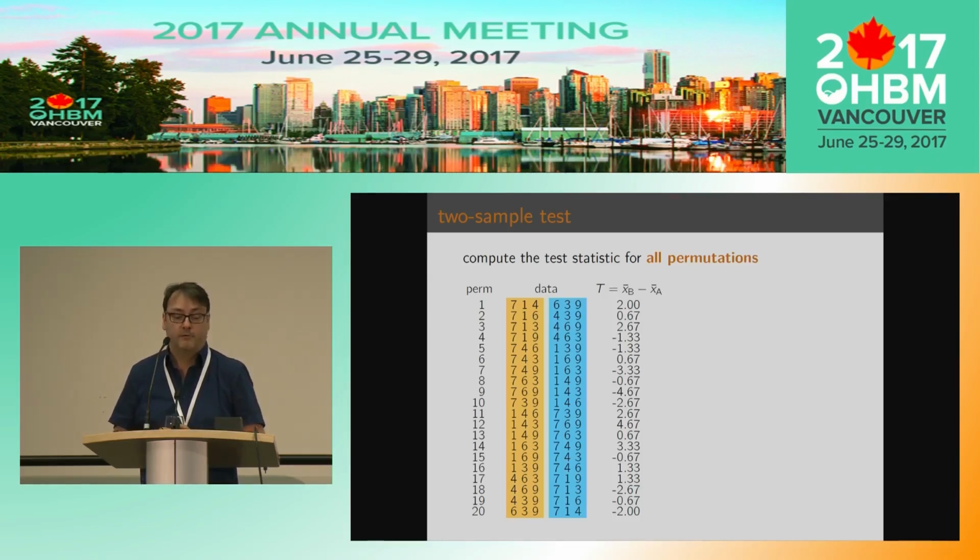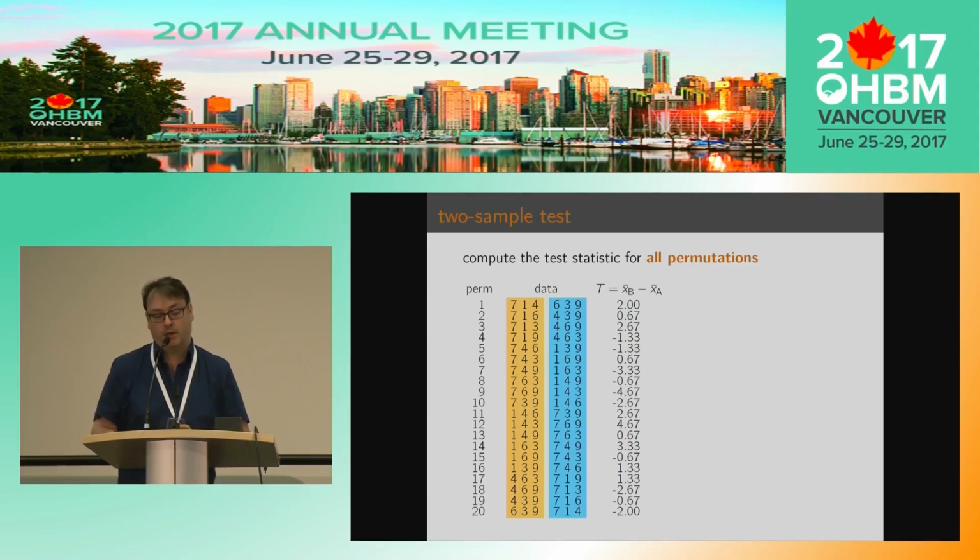Luckily, in this case, we have two samples with three values each. There are only 20 different permutations. Note that the first permutation is actually the original data. So there's always a neutral permutation which doesn't change the data, and for convenience, it makes sense to give this permutation the index number 1. So in the first line, we have permutation number 1, the original data, 704, 639, test statistic 2, and then we have all the possible permutations with their respective test statistic values.